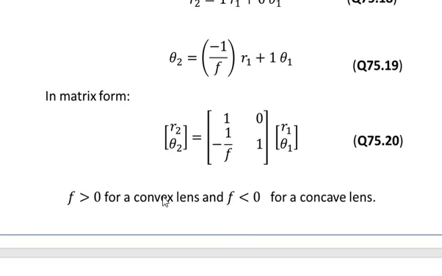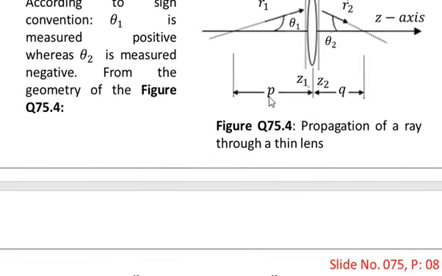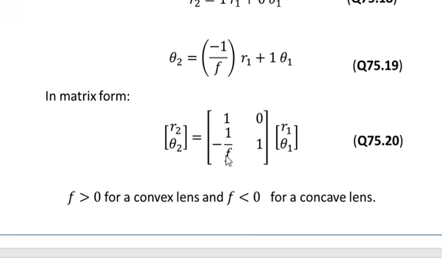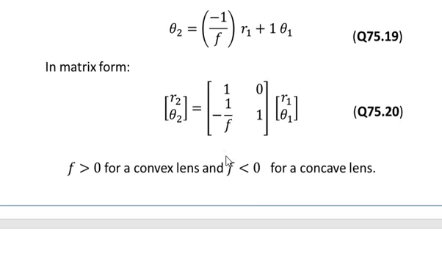So f is greater than 0 for a convex lens, and f can be substituted as a negative quantity if we have a concave lens. So this is the equation of a thin lens, that is, light passing through the thin lens. Then you should have a matrix like this one, which is shown in equation number 20.